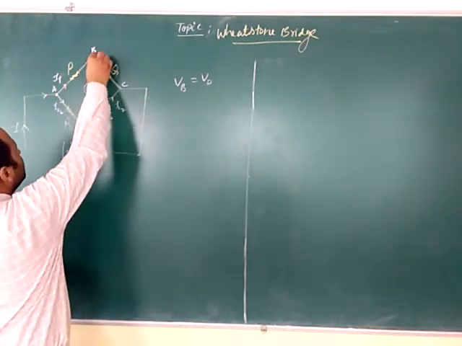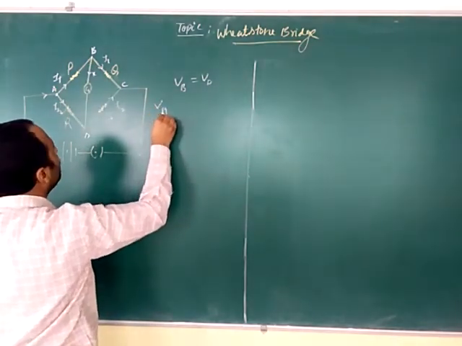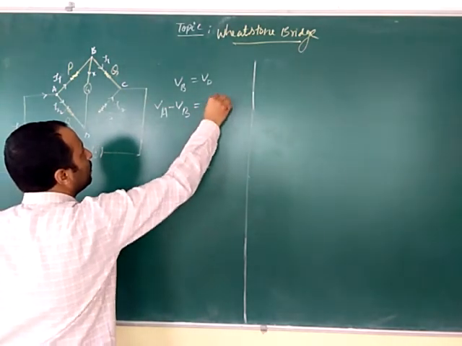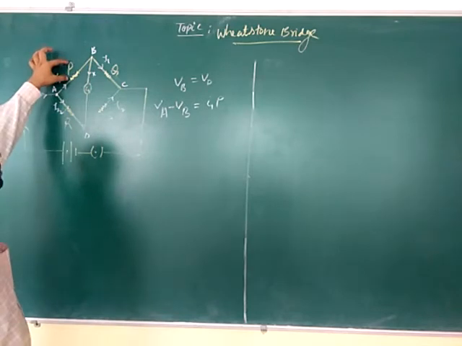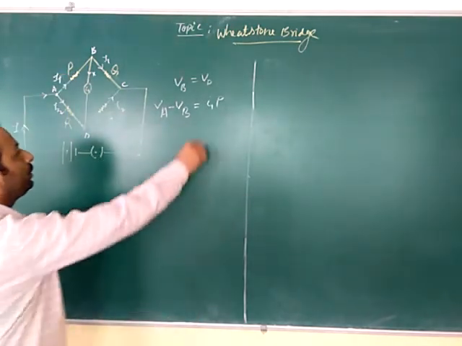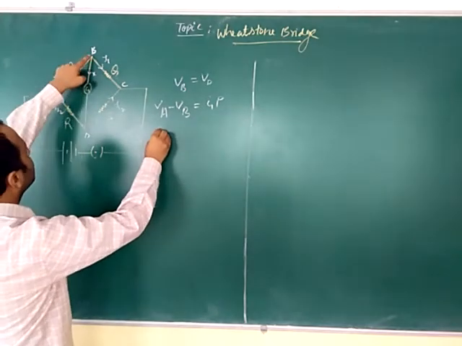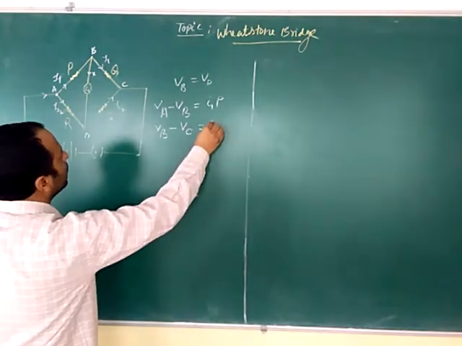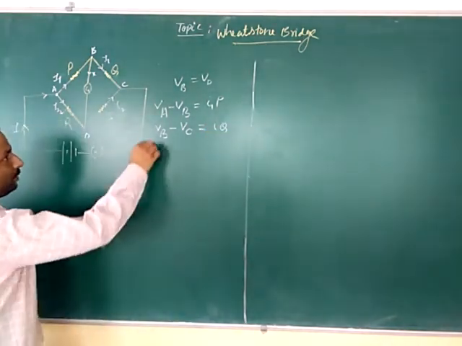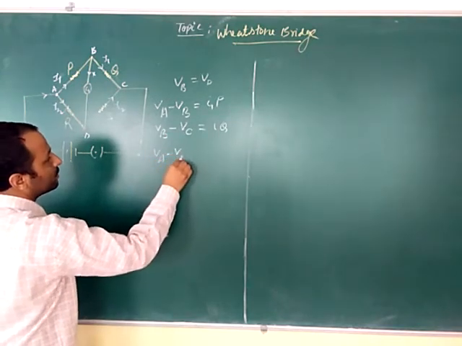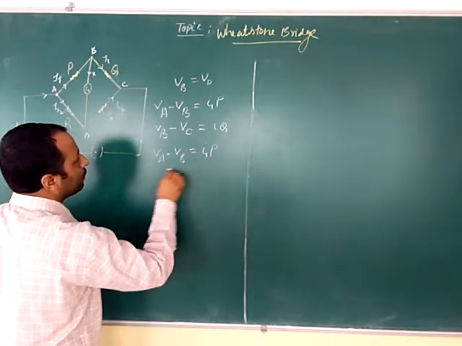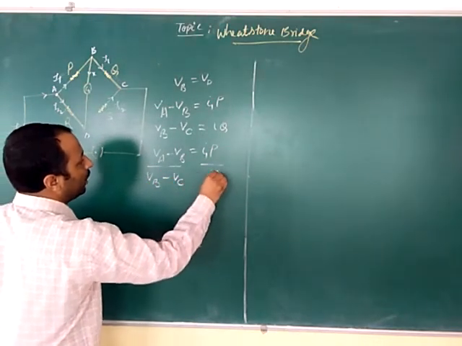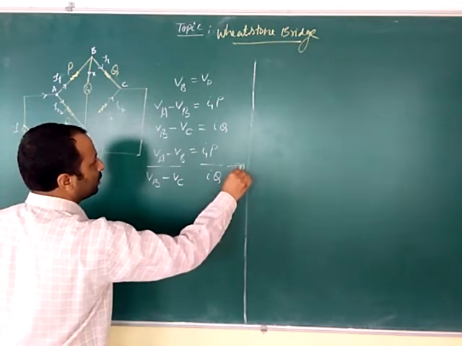Now see the potential difference across these points. So VA minus VB, how much is this? I1P. See here, P is the resistance. So V is equal to IR, so I1 into P. Potential difference across BC, VB minus VC, this is I1 into Q. Now divide these two. So VA minus VB is equal to I1P, and VB minus VC is equal to I1Q. This is your first equation.